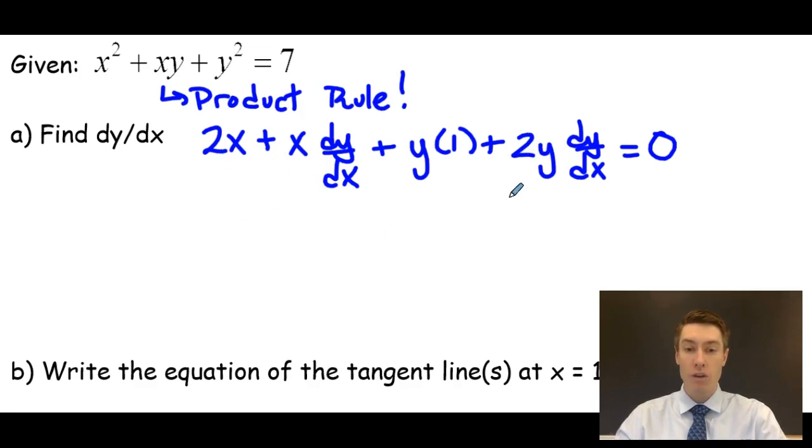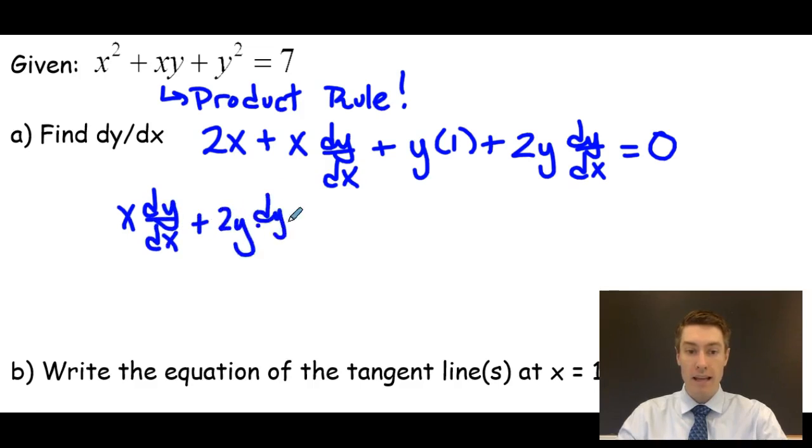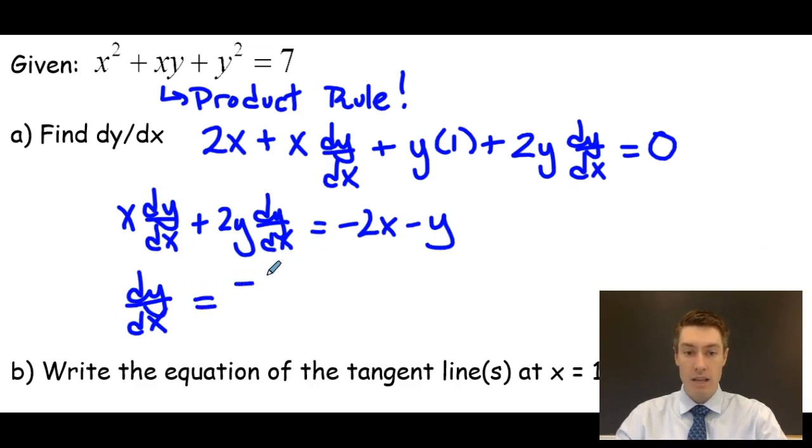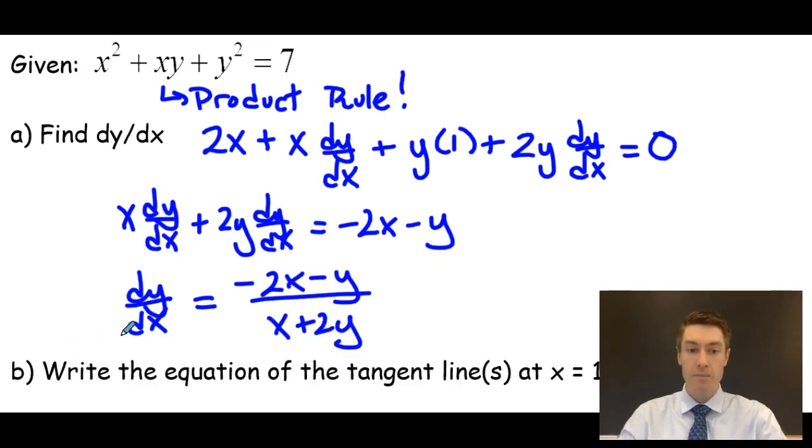So we're going to move all the terms without dy/dx to the other side. So x dy/dx plus 2y dy/dx equals negative 2x minus y. And then we're going to factor out a dy/dx, and I'm going to divide in the same step. So that's going to be over x plus 2y. So there is the expression for the derivative of y with respect to x for this implicitly defined equation.